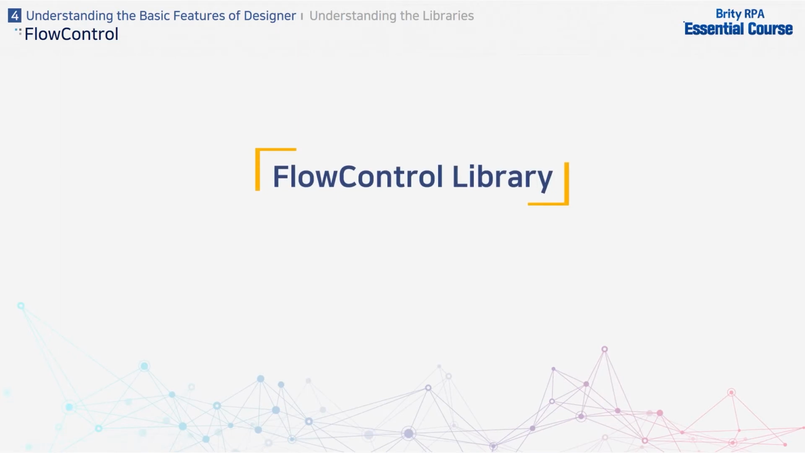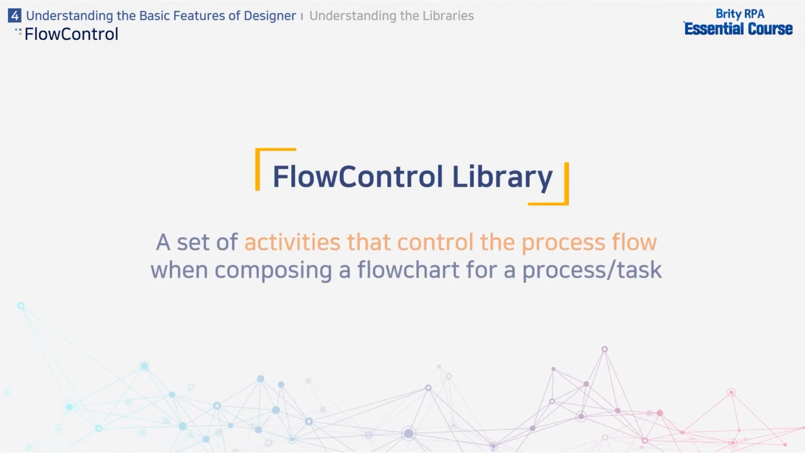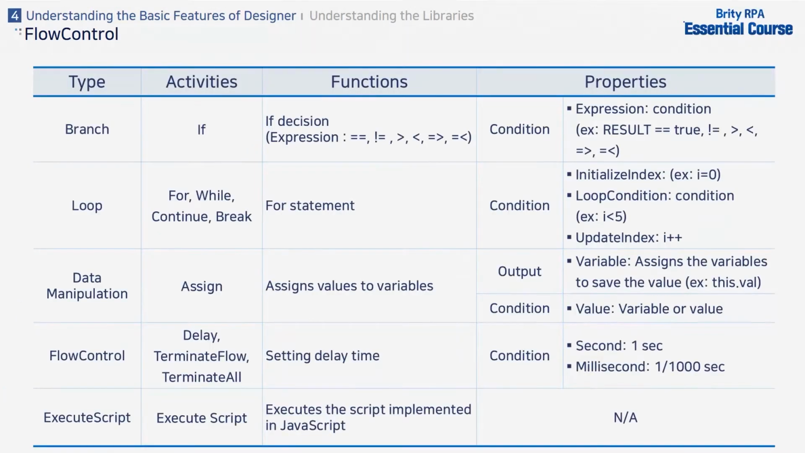The Flow Control library is a set of activities that control the process flow, such as repetition or judgment, when composing a flowchart for a process or task. Common activities include the if for branch processing according to the condition, and the for, while, continue, and break activities that are used for iterative processing.